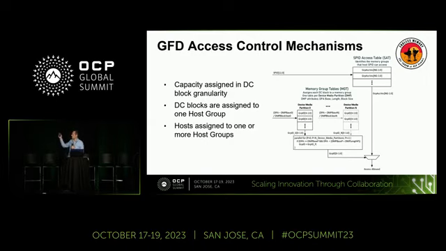So when the transaction hits, the GFD takes a look at the SPID. It figures out the group access vector, as it's called, which is a bit vector indicating which host groups that SPID belongs to. And then it's going to compare that to the group ID that has been assigned to that particular dynamic capacity block. And that's how the GFD controls access to the media.